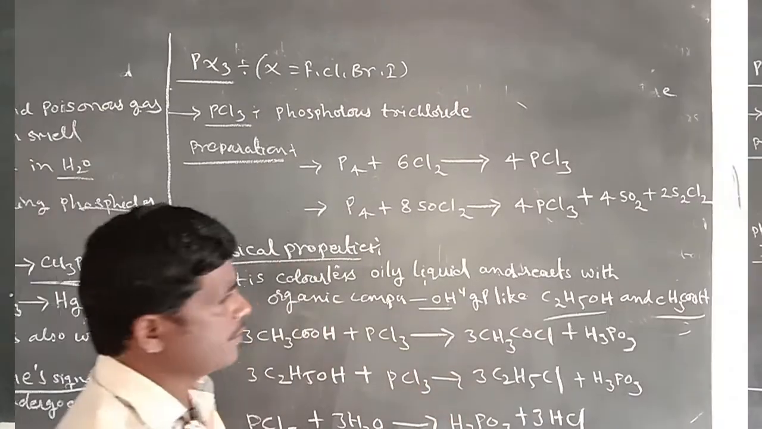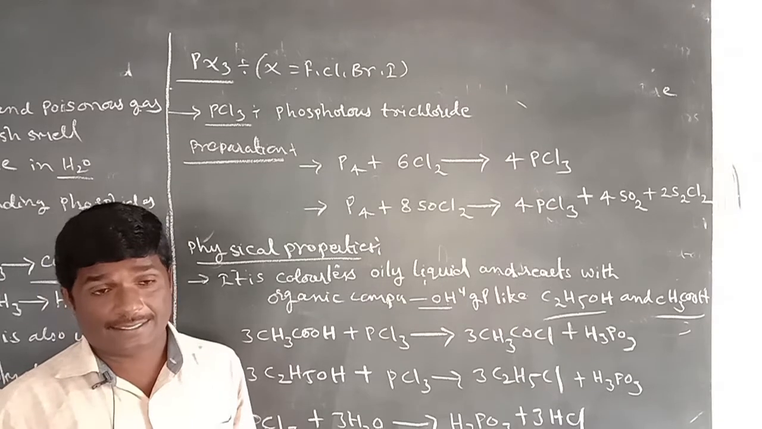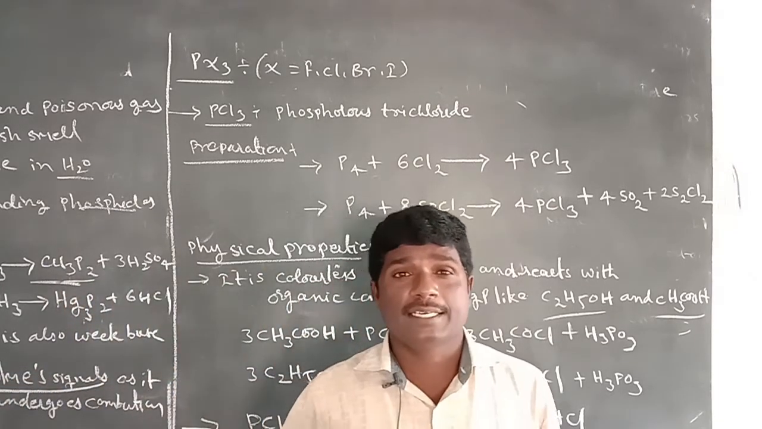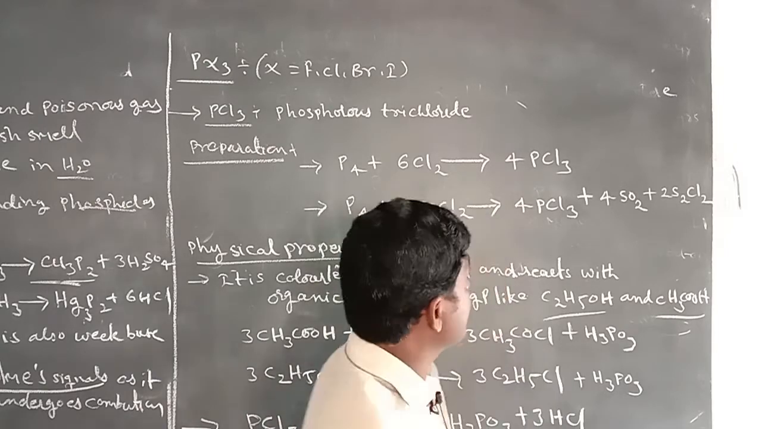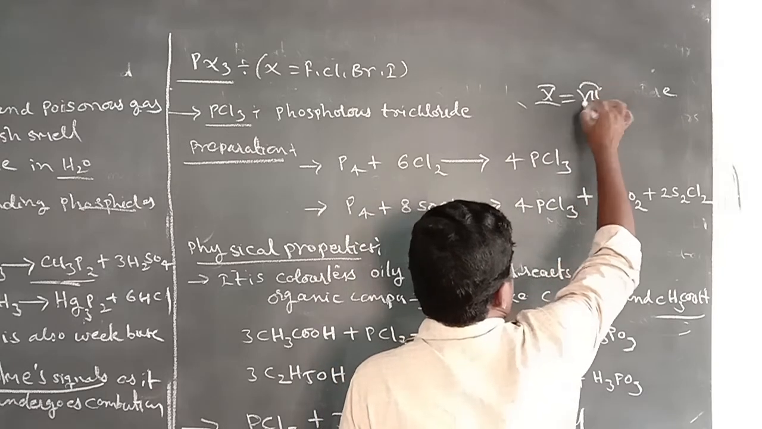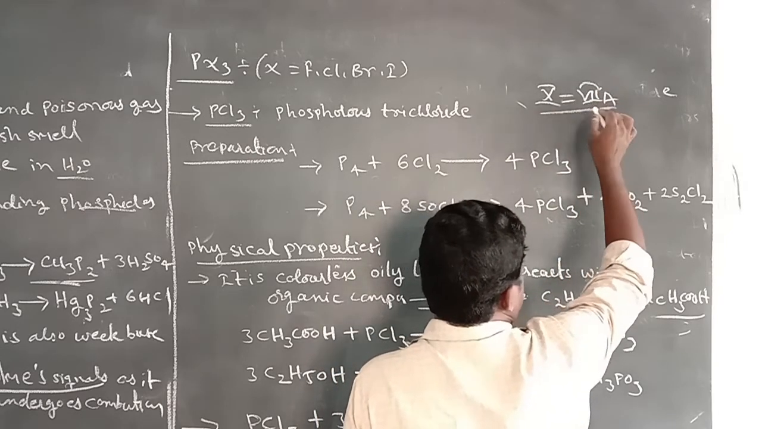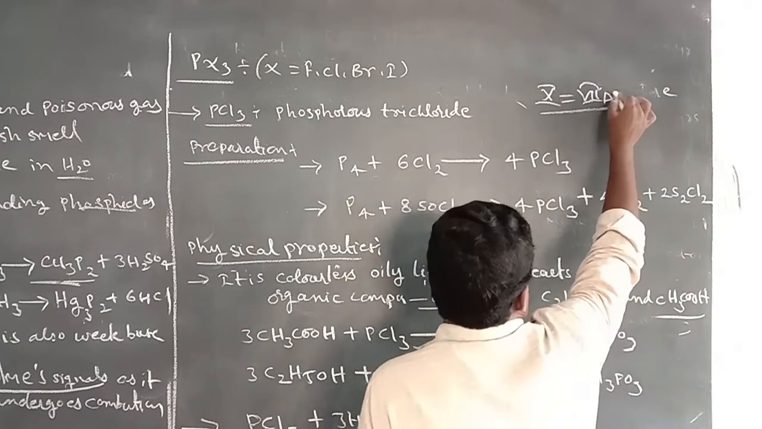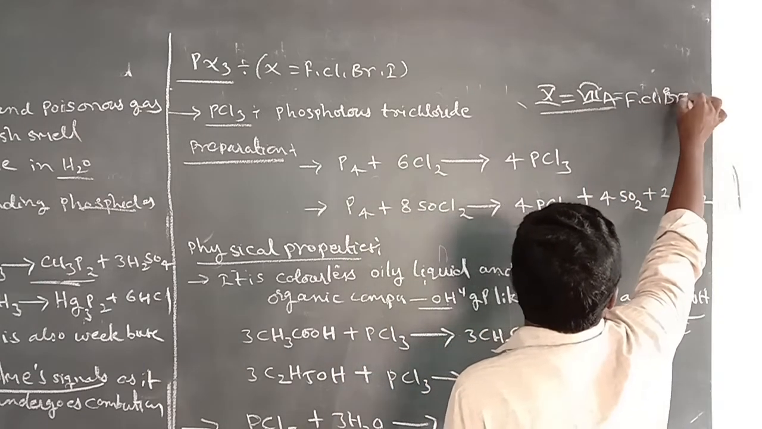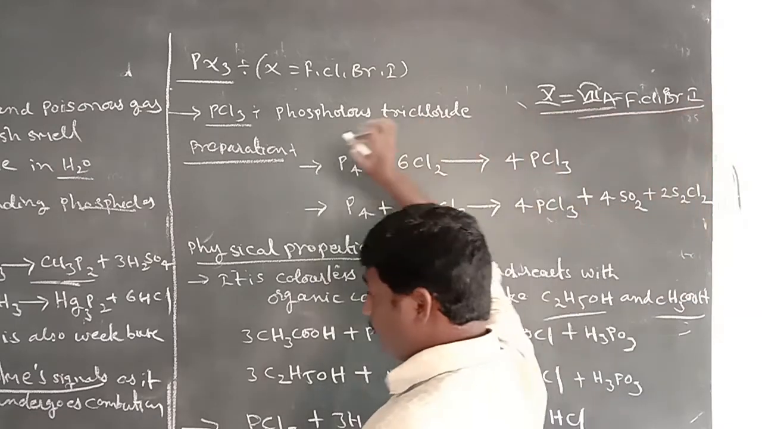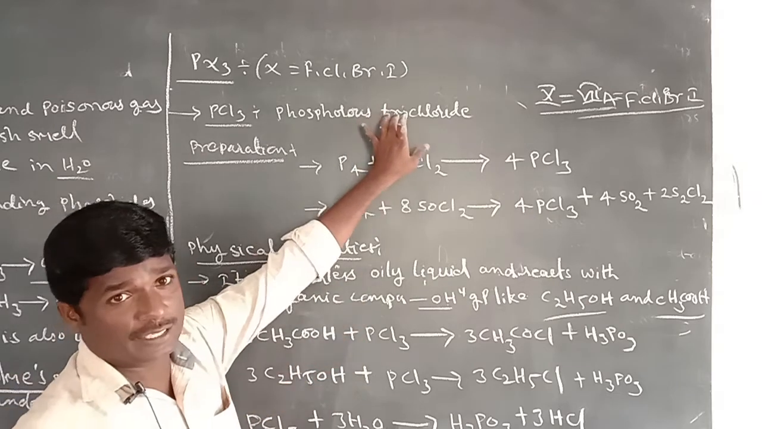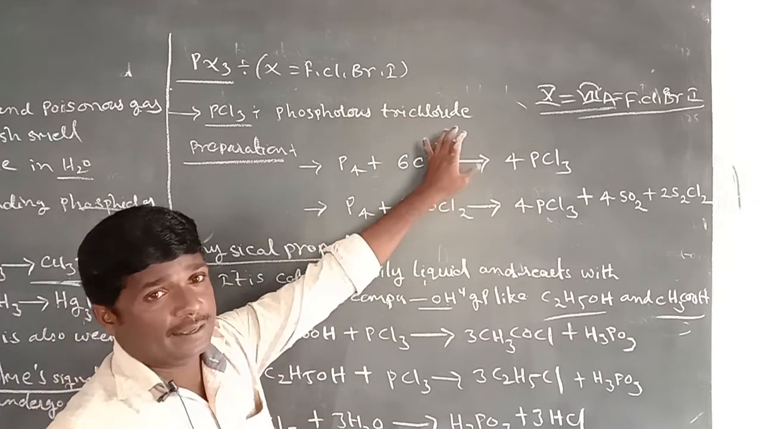Next, another one, phosphorus halides. Phosphorus reacts with the halogens, also known as group 7A elements. It is indicated by X. X is also known as the 7A group elements, also called halogens or halides, that is fluorine, chlorine, bromine and iodine. Those group 5A elements react or combine with the halogens to form halides.